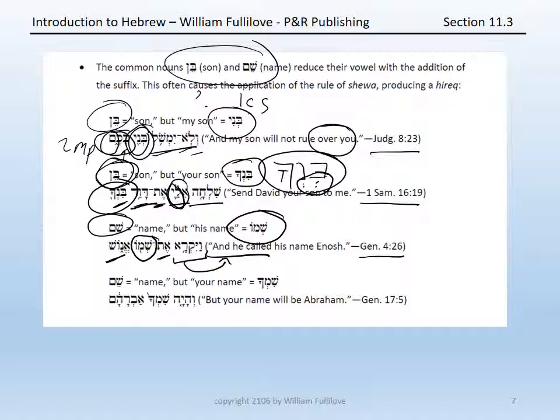But you cannot, when again adding a form that would create two schwas in a row, sustain that. So when you would have vowel reduction to sh'm'ka, the two schwas in a row by the rule of schwa become shimka. So your name, shimka. Genesis 17:5, V'haya shimcha Avraham. But your name will be, a form we'll return to later, your name, shimcha Avraham.